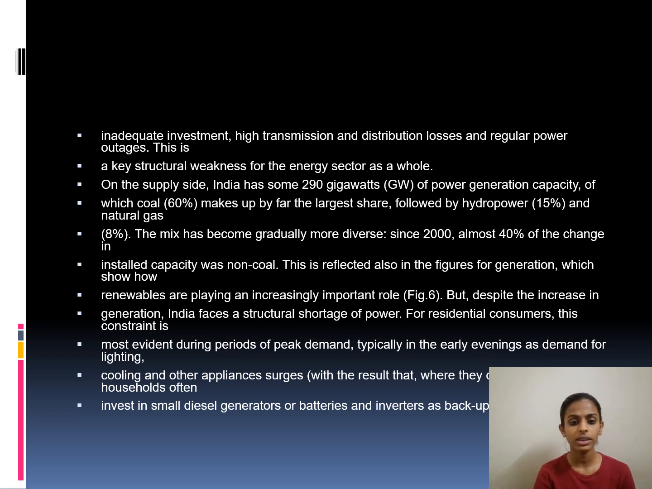But despite the increase in generation, India faces a structural shortage of power for residential consumers. This constraint is most evident during periods of peak demand, typically in the early evenings, as demand for lighting, cooling, and other appliances surges.